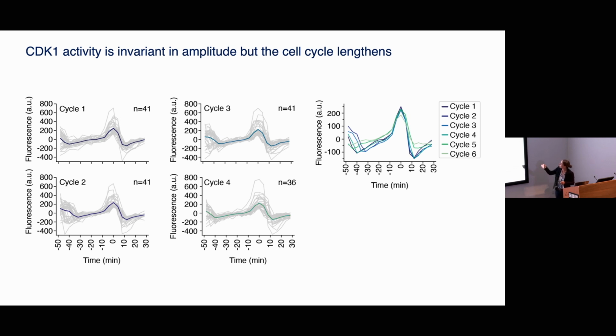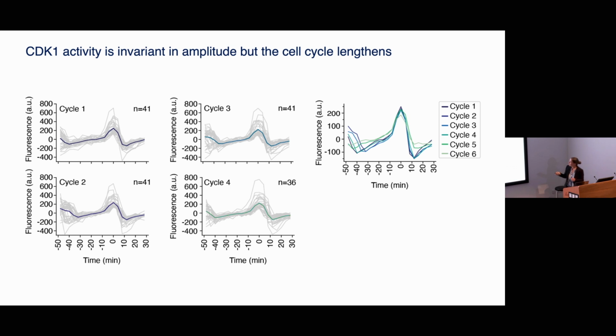One is that the amplitude of these oscillations is really invariant. They look the same whether you look at cycle 1 or cycle 6, or almost the same. And I haven't normalized the data. This is pretty much detrended raw data, which I show you here. So this means this oscillator is really, really consistent in the amplitude.